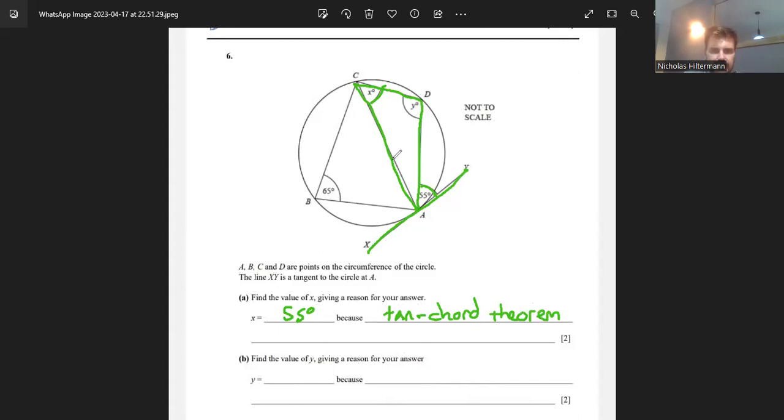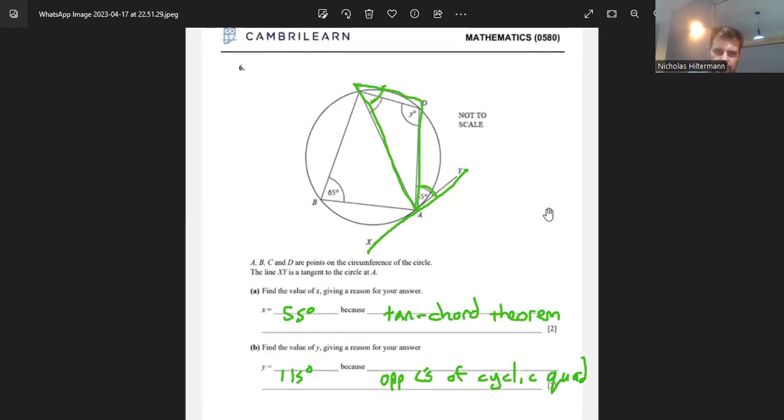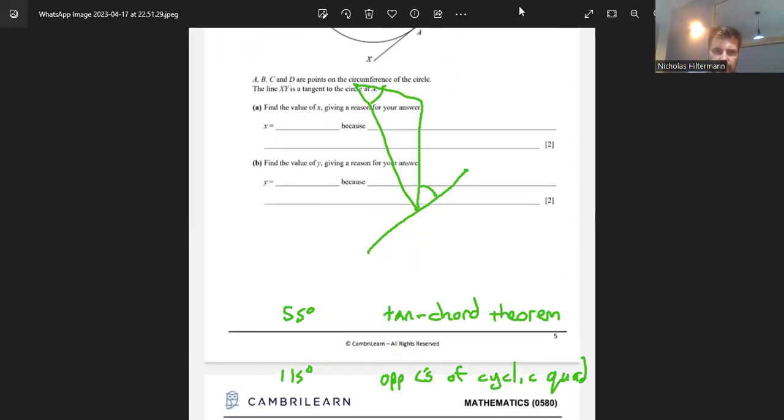Y is, it's a cyclic quad, so they add up to 180. So y equals 115 degrees, 180 minus 65, and that is because of opposite angles of a cyclic quad. Okay, supplementary. You can write supplementary if you want, but it's not that important to do that.